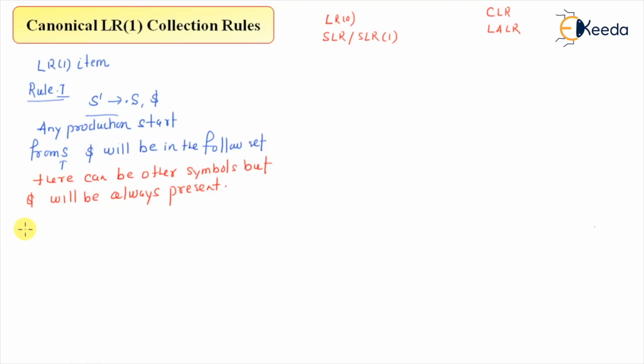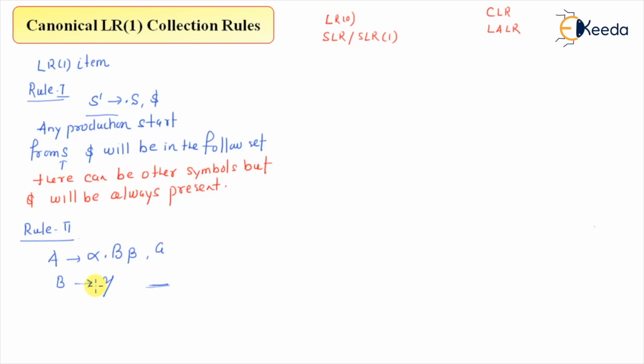Now we are ready for rule number two. What is rule two? Rule two is very simple. There can be three different situations that may arise. One of the situations I'm writing over here, do not get confused with this: A derives alpha dot B beta, and another production I'm writing here, B derives, let's say, gamma, and this I have to calculate.